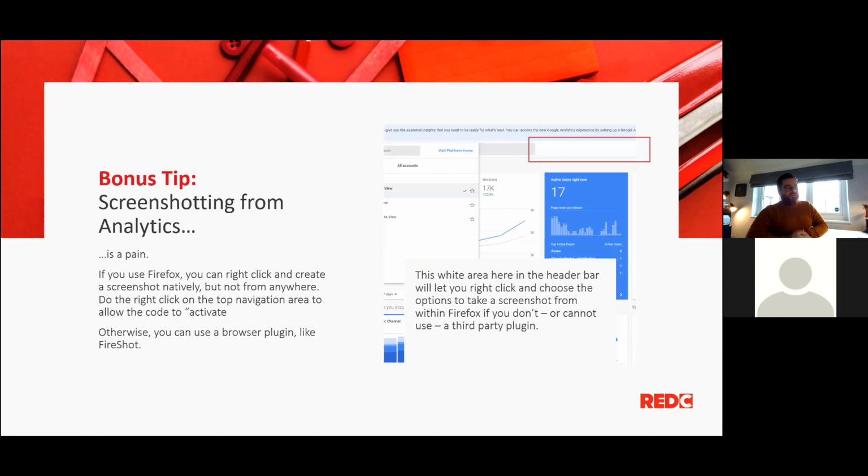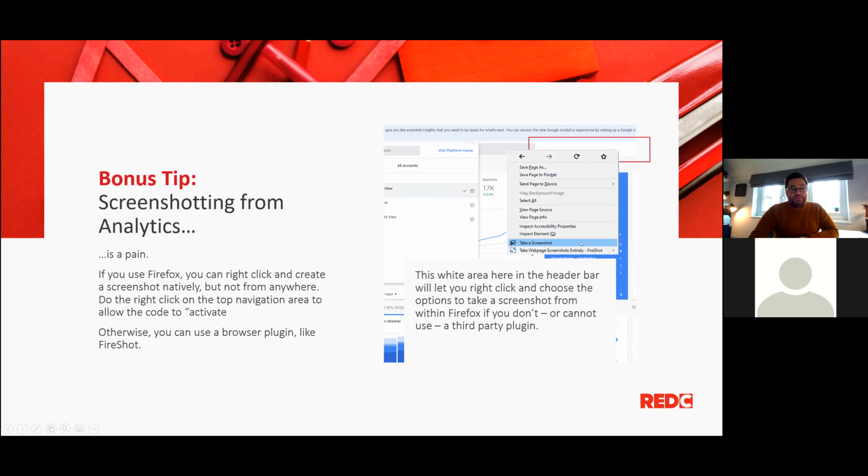This one's a bit of a bonus tip for you. So I know sometimes we get asked by clients whether we can snip out some of the graphs or charts that we see in analytics. You can screenshot. It's a little bit of a pain. If you use Firefox, Firefox has a built-in screenshot taker, but you need to right-click in this area at the top. And it'll give you the option to take screenshot, and then you can select the area there.